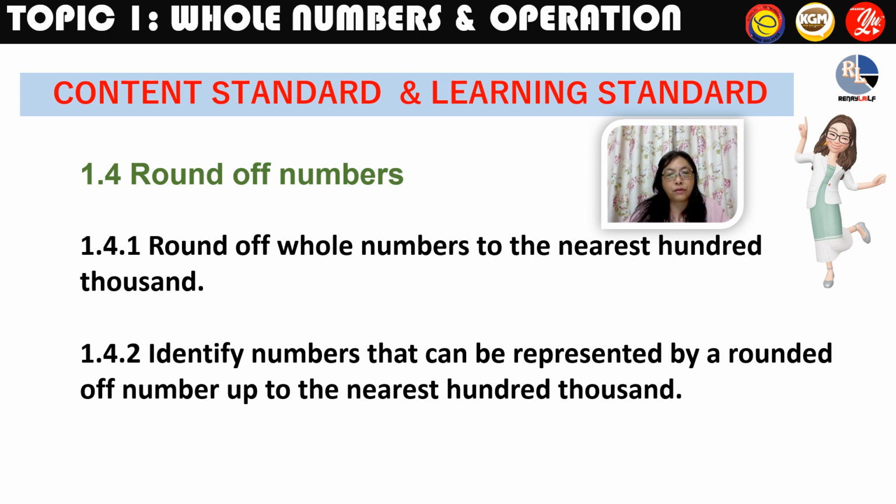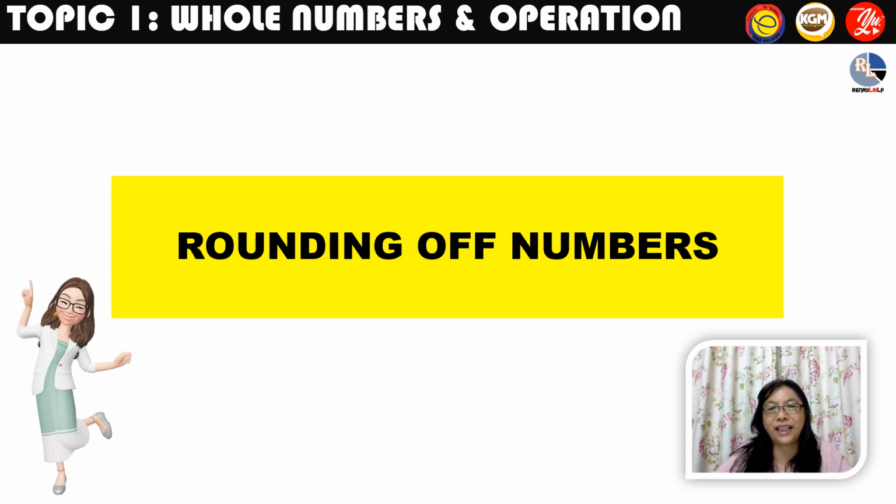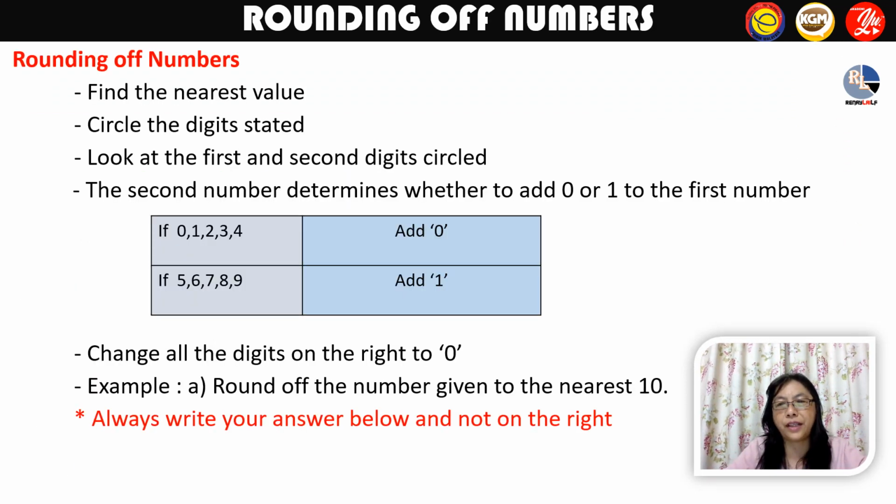1.4.2 to identify numbers that can be represented by a rounded off number up to the nearest 100,000. Rounding off numbers. We have to find the nearest value.